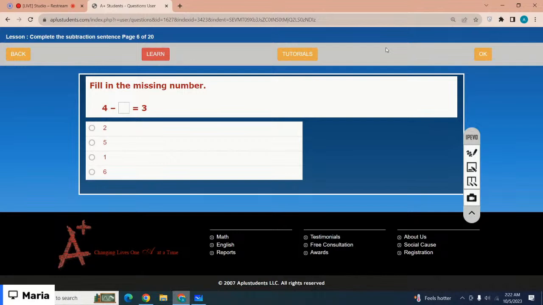Fill in the missing number. 4 take away missing number equals 3. So which number is missing? Which option is the correct one? 4 take away missing number equals 3. Which is the correct option? Very good. That would be 4 take away 1 equals 3.